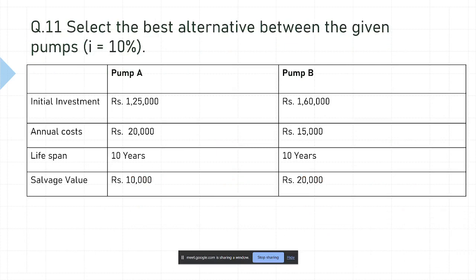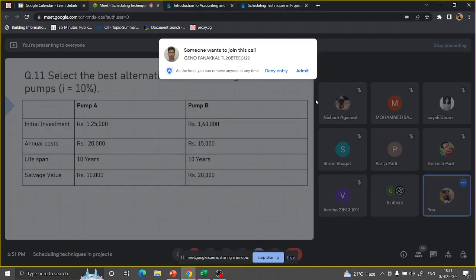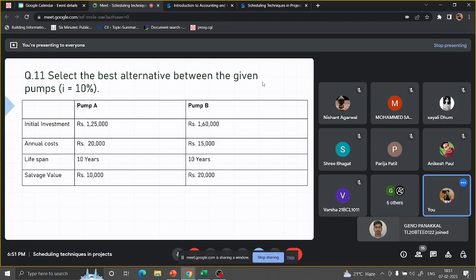Select the best alternative from the given pumps. There are two pumps here with a lifespan of 10 years. Their salvage value, annual cost, and initial investment are given. And I is also given. So this is kind of a time value of money problem. So how should we proceed? How should we start? We have got two pumps. We have got all the details. Their lifespan is the same. We have been given a rate of return also, or at some places it is called cost of capital, in the same sense. So how should we proceed?